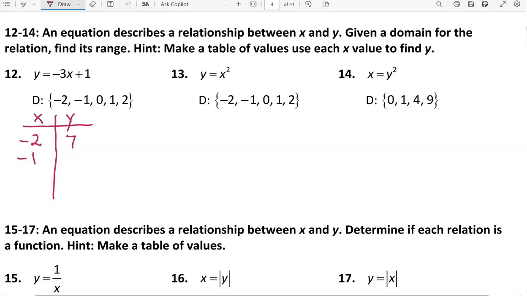When x is -1, y is -3 times -1, which is 3, plus 1, which is 4. When x is 0, -3 times 0 is 0, plus 1 is 1. When x is 1, -3 times 1 is -3, plus 1 is -2. And when x is +2, -3 times 2 is -6, plus 1 is -5. So our range is -5, -2, 1, 4, and 7, the set that includes those.